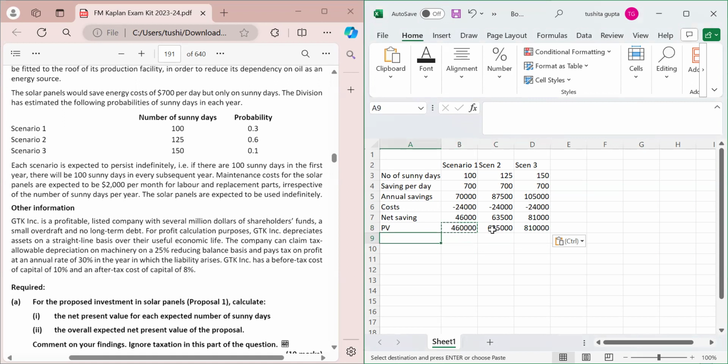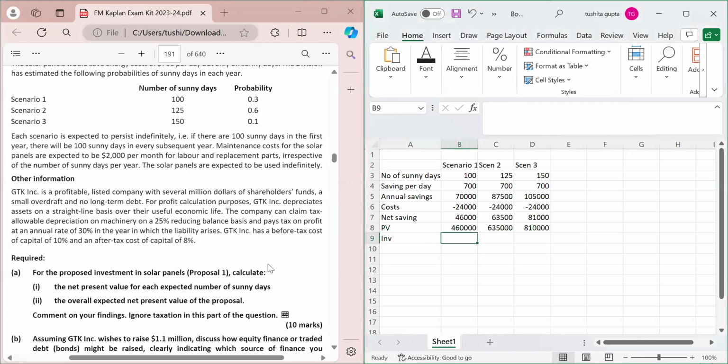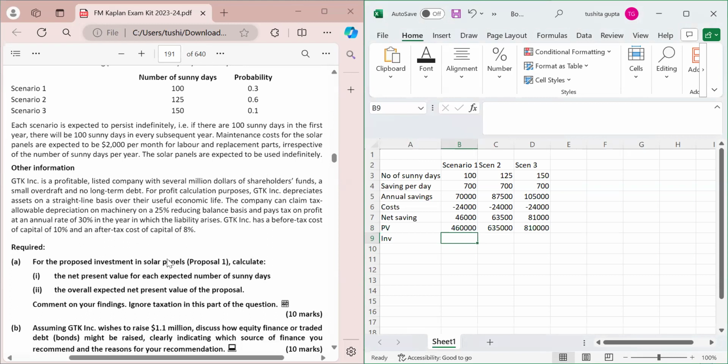And then you're going to have to account for the initial investments that you are doing. One thing which you might be having a doubt in your mind, that why did I take 10% as the cost of capital and why not 8%? So, if you see, this part of the question wants you to ignore taxation. So, we are ignoring tax and we are only working at the before tax. This before tax is before the impact of any taxation. That's what we want. That's why we've taken 10%.